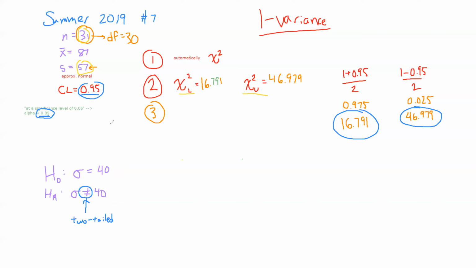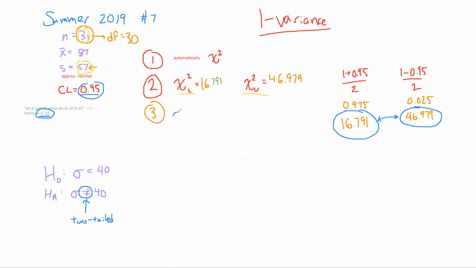Don't always assume that that's going to be the same, and it's always worth double checking. If you're pressed for time, just go with the ones we have, but it's worth checking that when I look up alpha over 2 and 1 minus alpha over 2, I find these chi-square scores. Sure enough, I find those two. Now I'm going to do step 3. Step 3 says find the critical values by solving for CV.